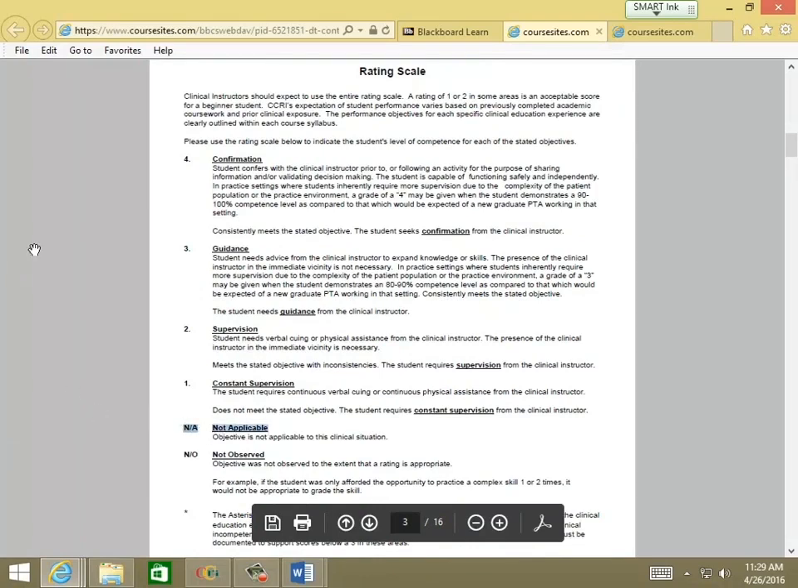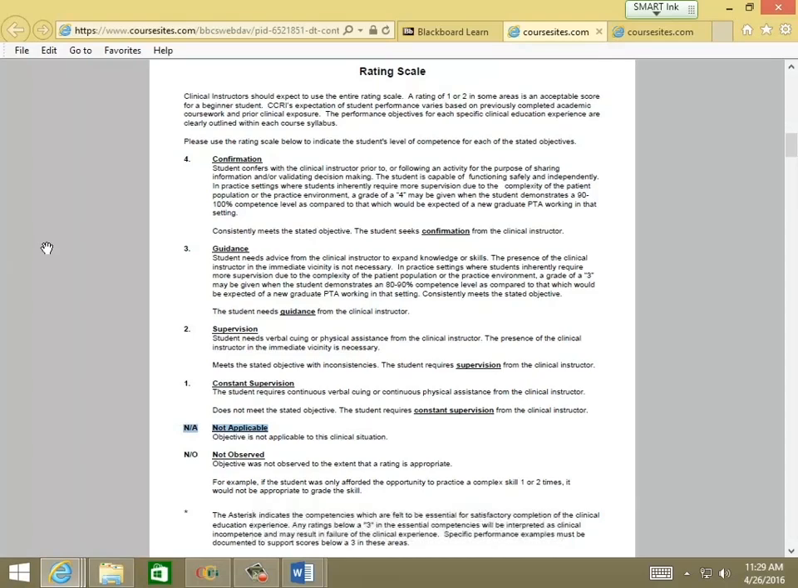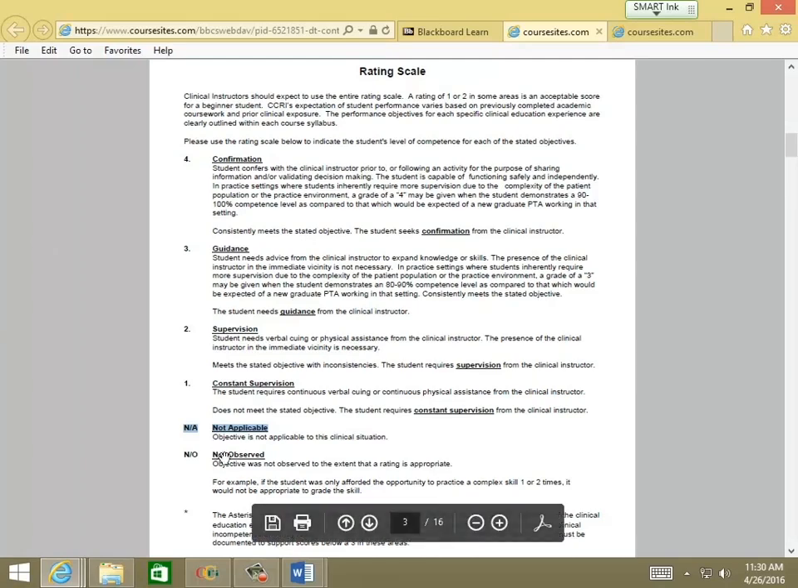So not applicable simply means that the objective is not applicable to your actual clinical setting. It may be an intervention that's not delivered based on the patient population that you have, or it may be a type of experience that is not available at your facility. So we always encourage clinical instructors in those instances to take advantage of the NA. We have no expectation that every student is going to get to practice every skill and have every experience at every clinical. So we encourage you to grade the student based on the experiences that are available, and use the grade of an NA, not applicable, if that experience simply isn't available at your setting.